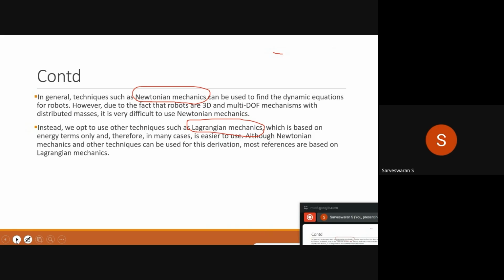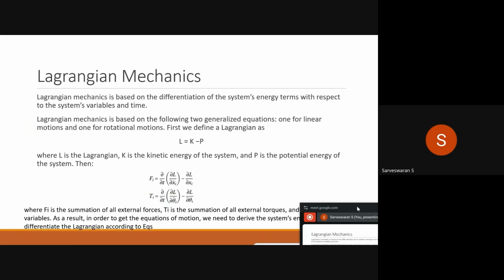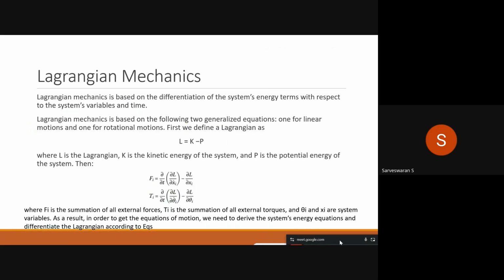In Lagrangian mechanics, there are two important terminologies: one is potential energy, and the other is kinetic energy. Lagrangian mechanics is based on the differentiation of a system's energy term with respect to the system's variables and time. The energy terms are nothing but kinetic energy and potential energy, with respect to the system variables and time. System variables here are your theta.